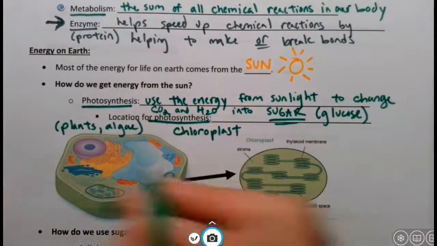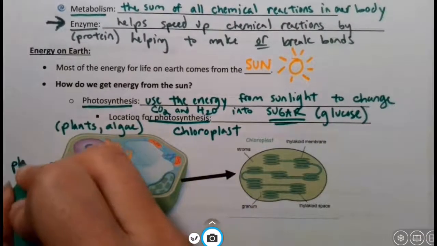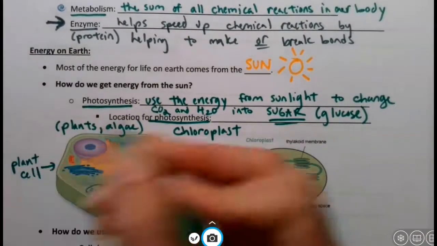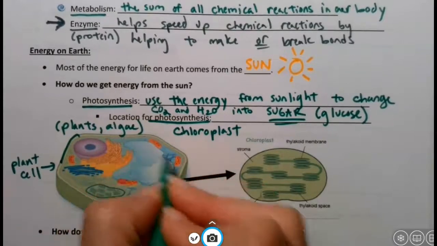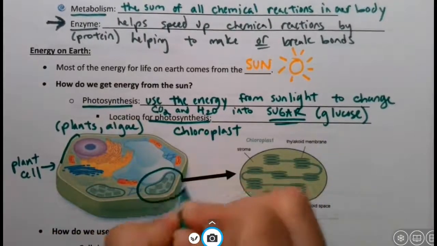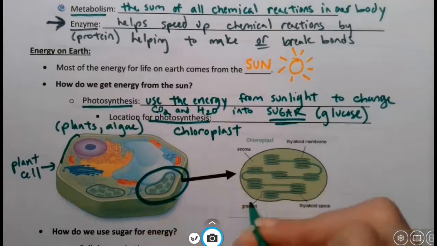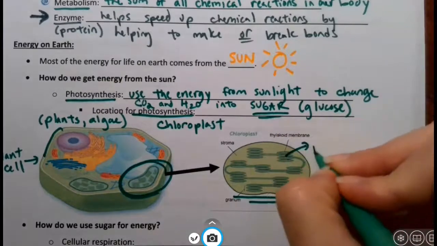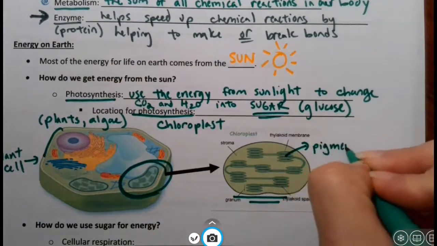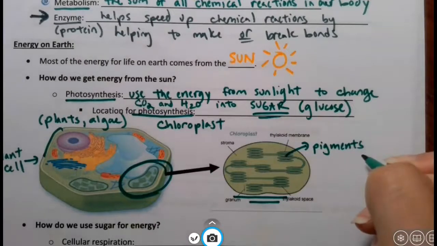So here, this is a plant cell. I can tell because it has a cell wall, it has a nucleus, an ER, a Golgi, a large vacuole, and I also can tell because right here it has a chloroplast. Chloroplasts are where photosynthesis takes place. It takes place inside the chloroplast. There are pigments that collect the energy from sunlight.